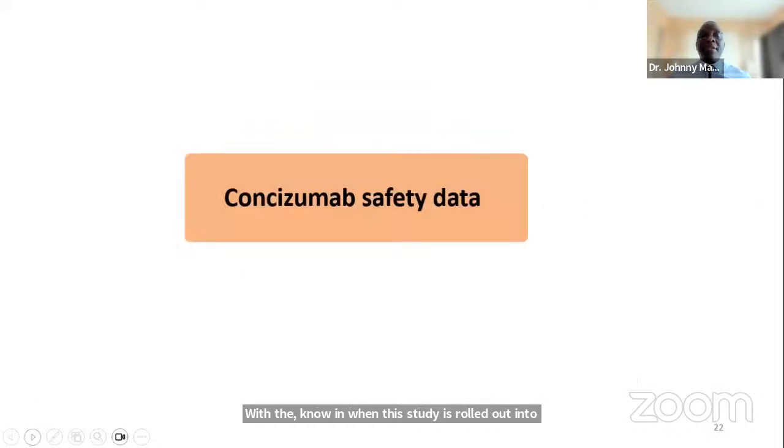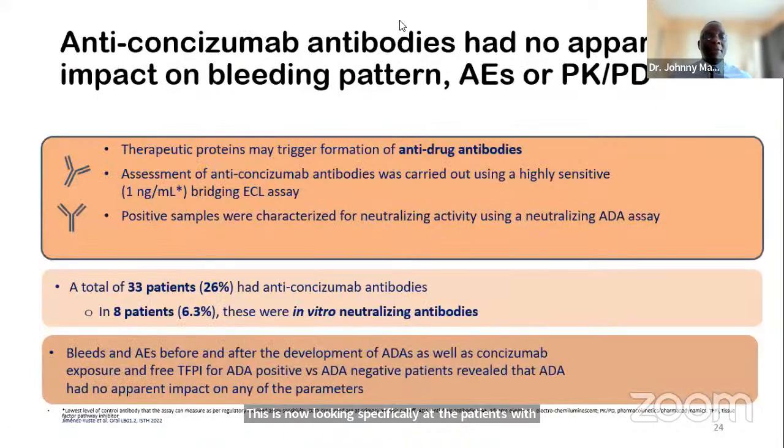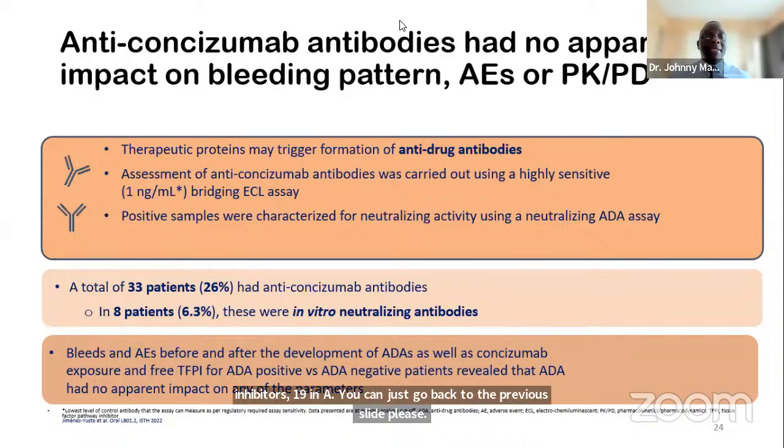I'm going to stop there with regard to the efficacy data and move on to the concizumab safety data and try and summarize the data that was published last year in the NEJM. This is now looking specifically at the patients with inhibitors, 19 in arm A. If you can just go back to the previous slide, please. 19 in arm A and 33 in arm B.